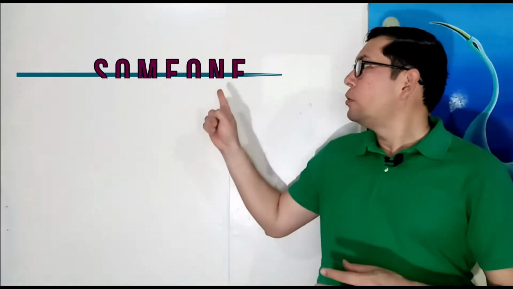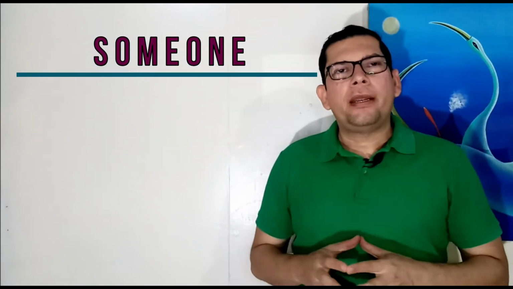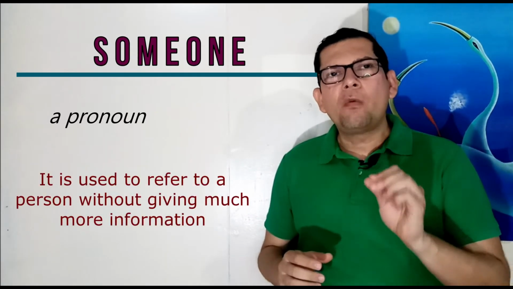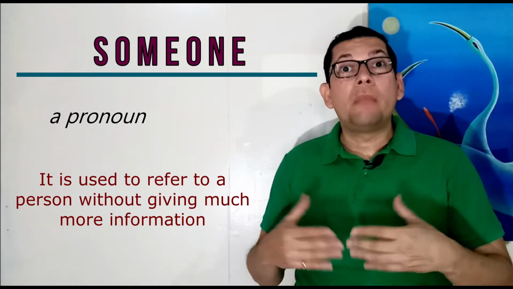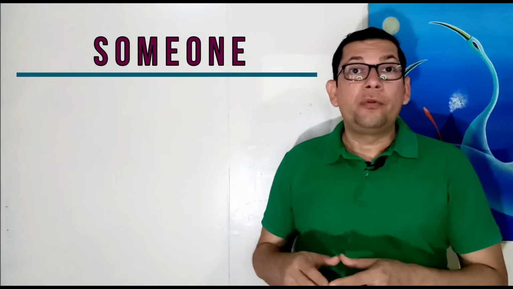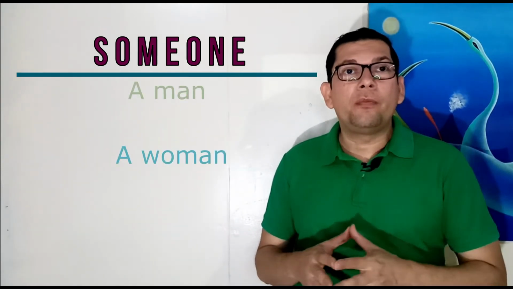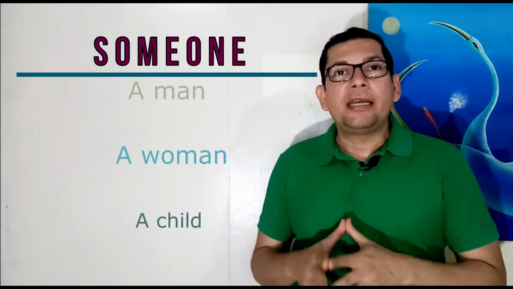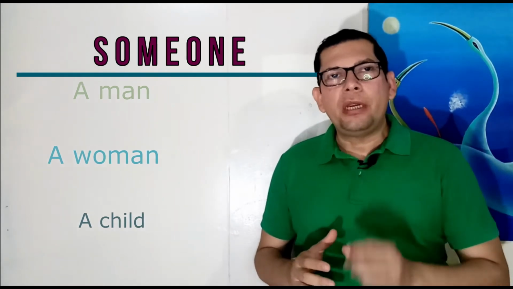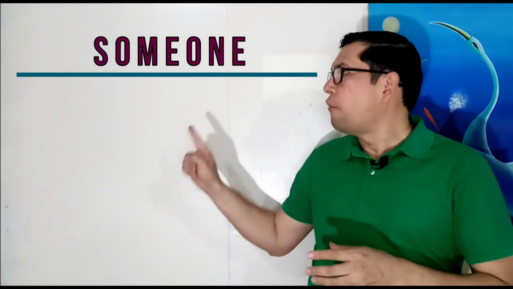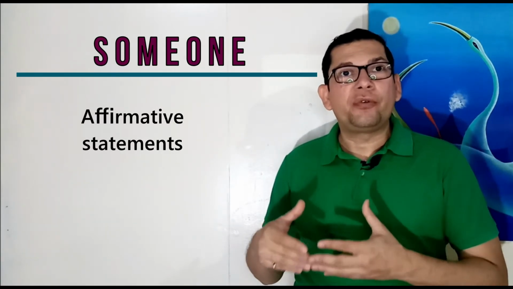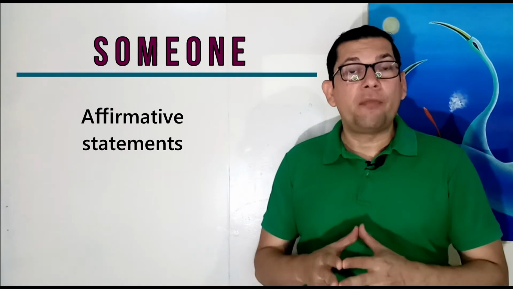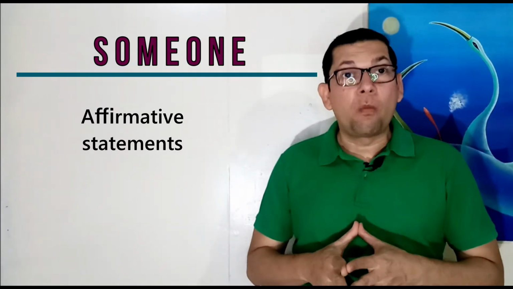Okay, let's begin. Alright, let's talk about someone. Someone is a pronoun. We use someone to refer to a person without saying much information. It could be a man, it could be a woman, it could be a child, but we only say someone. Something very important is that we use someone in affirmative statements. When we want to refer to a person without saying much information, we use the word someone.